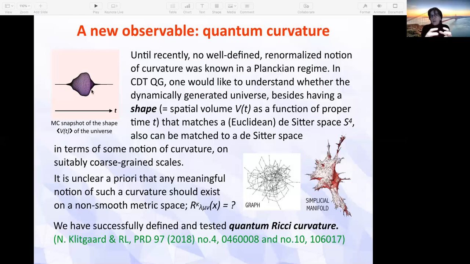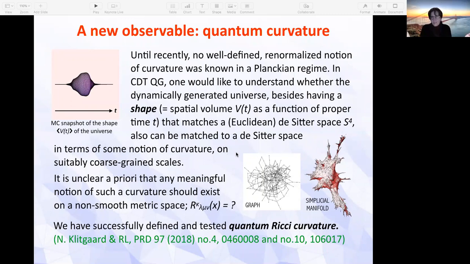Here you see this picture is a volume profile. So don't mistake it for a prescription or for a picture of what geometry looks like. Geometry will look much more like these very wild things, but we have just picked out one of the variables, the three-dimensional volume as a function of proper time. Its expectation value has been matched beautifully to that of a Euclidean, because we are in a Euclidean framework, de Sitter space. Now, it raises the question, are there any other observables we can measure that would nail this down to also being geometrically something to do with de Sitter space? And of course, the first thing that comes to mind is that de Sitter space classically is just a constantly curved space.